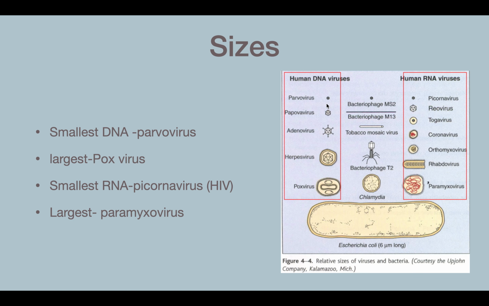So the smallest human DNA virus is the parvovirus. Remember, that's really problematic because the parvovirus, especially parvovirus B19, can cross the placental barrier and affect the fetus. The largest is going to be the pox virus. And the smallest human RNA virus is going to be the picornavirus, and the largest is going to be the paramyxovirus.